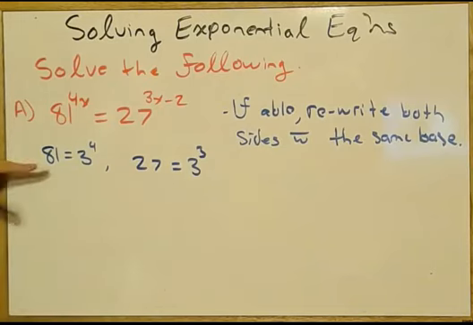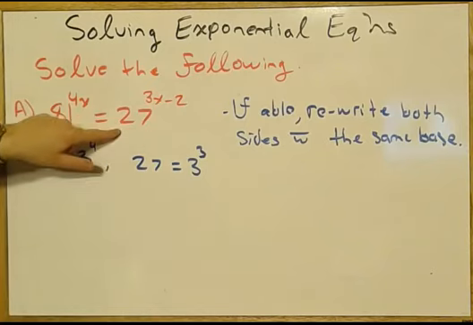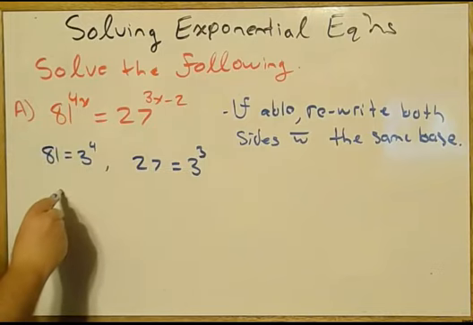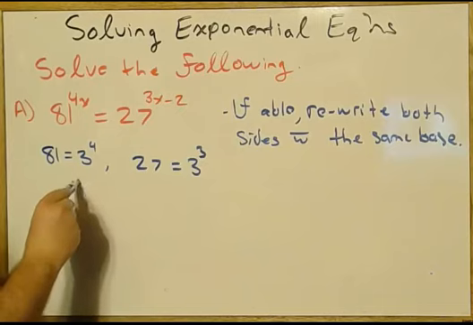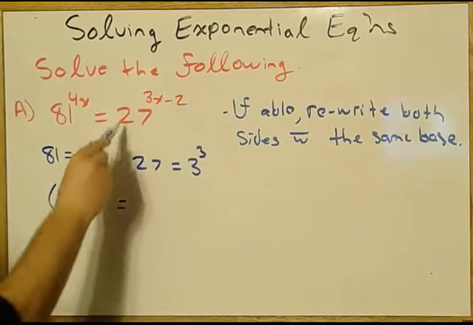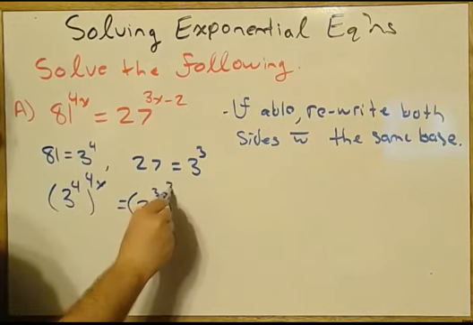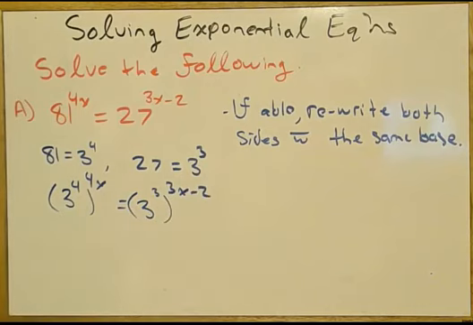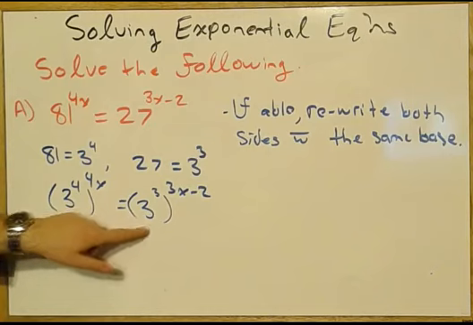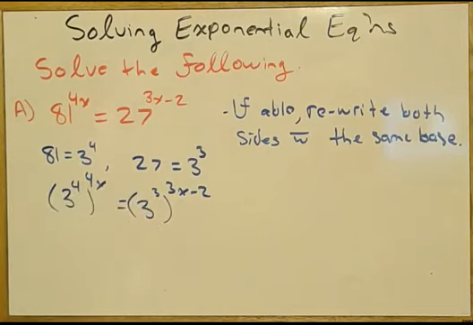So, at any rate, let us replace this 81 with 3 to the power 4 and this 27 with 3 to the power of 3. And so what we end up with will be 3 to the power of 4 to the power of 4x is equal to 3 to the power of 3 to the power of 3x minus 2. So here we have the same base, but before we go ahead and simplify this, I would like to clean this up a bit first just to show what this looks like.